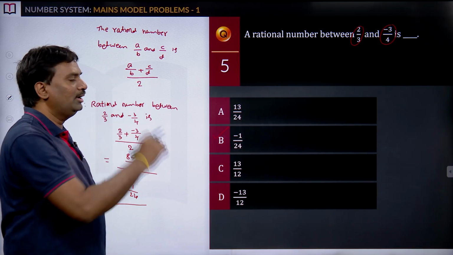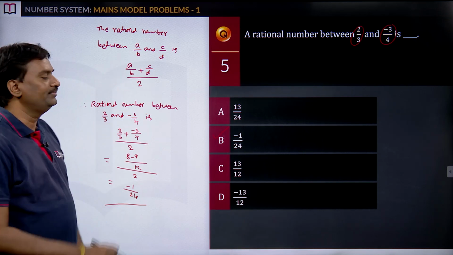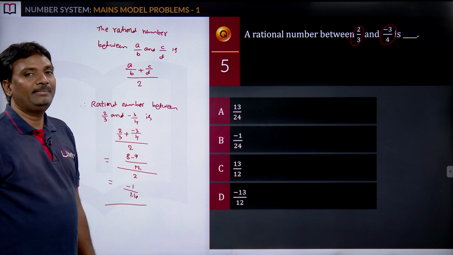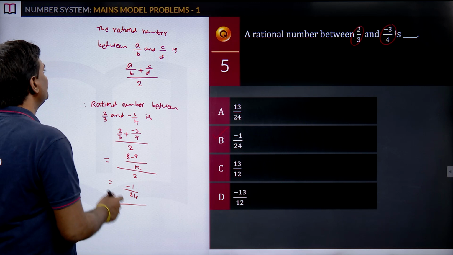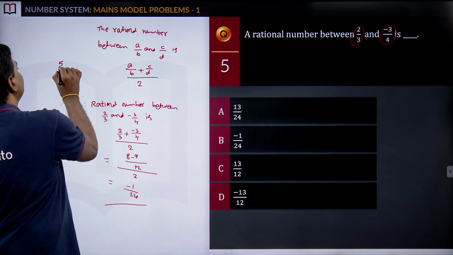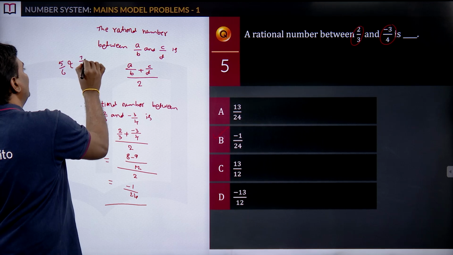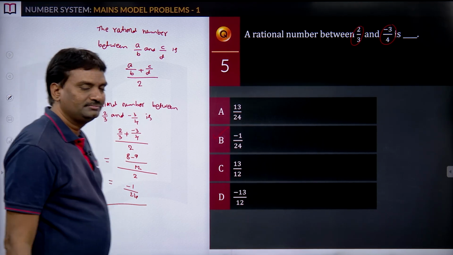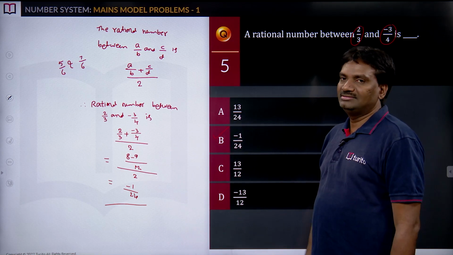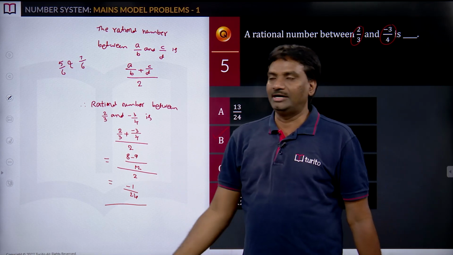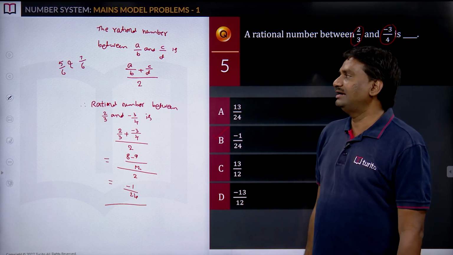So, remember this formula. To find the rational number between a by b and c by d, you can use the formula a by b plus c by d by 2. So, can you say what is the rational number between 5 by 6 and 7 by 6? What is your answer? You can drop a message in the chat box. Just send the answer in the chat box. 5 by 6 and 7 by 6.